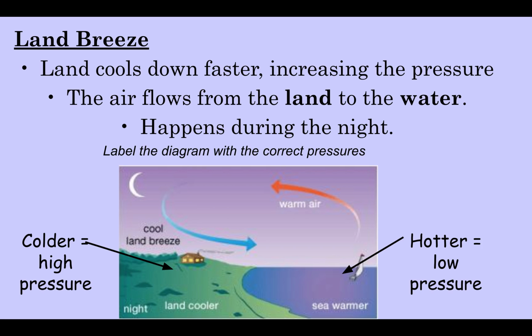Colder temperature means higher air pressure, and hotter temperatures means lower air pressure. So we can label the land with higher air pressure and the sea with low air pressure. Once again, we can see that over the land, that cold air is going to sink, and that over the water, the warm air is going to rise.